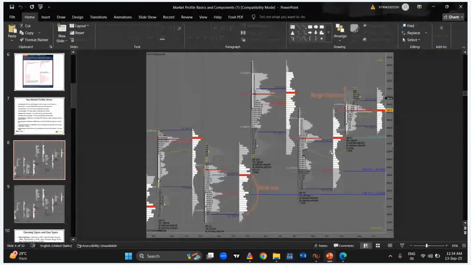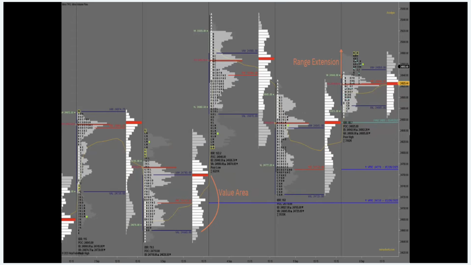Okay, we'll go to the slides. So now these are the components. Value area, you know, IB, you know, value area high, POC. In that, I use POC for targets. Few people use POC to take entries, but in the long run, POC is not a zone for entries. So you need to know when to do what.